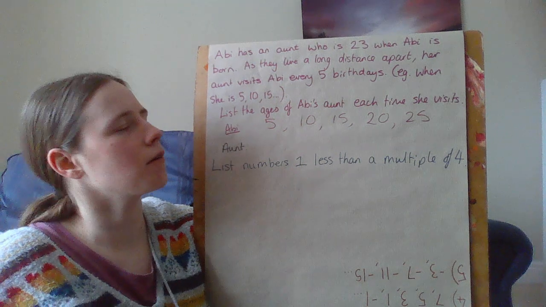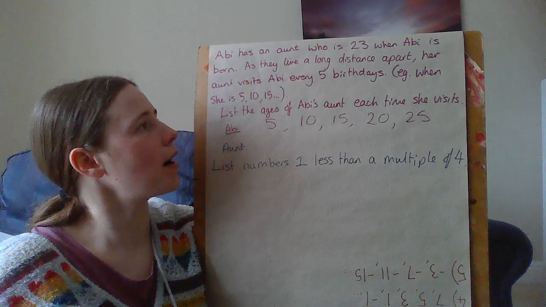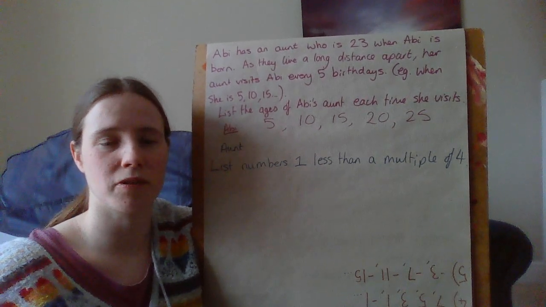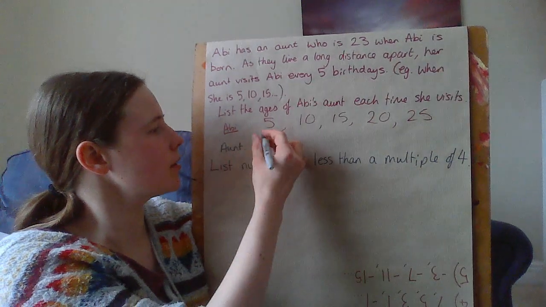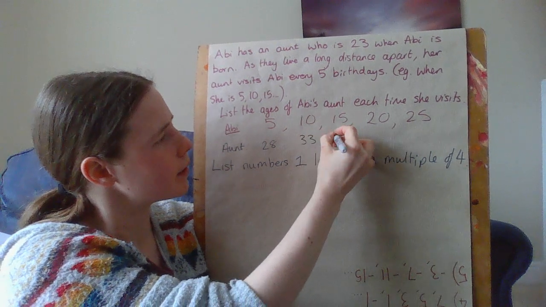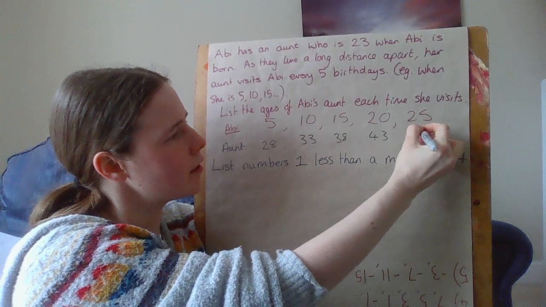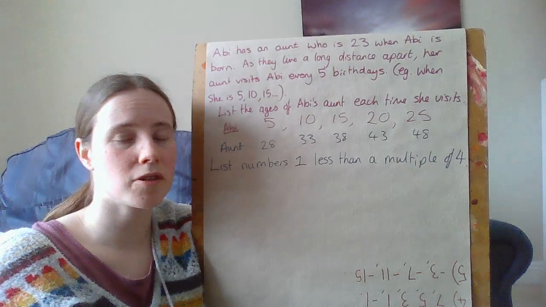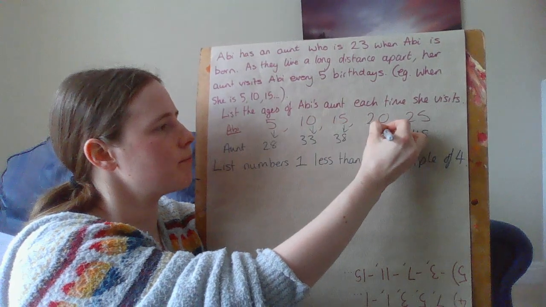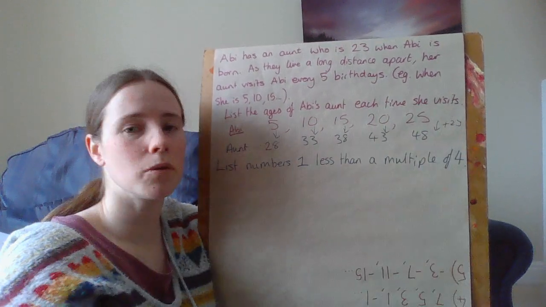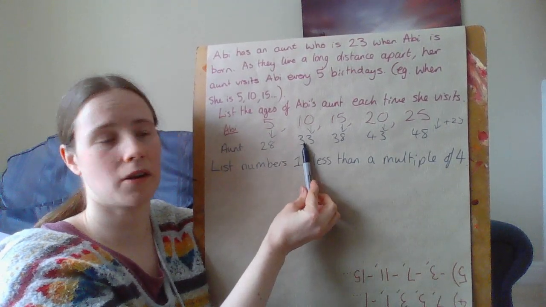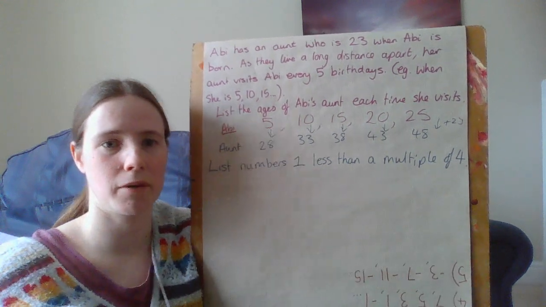Now, because Abby's aunt was 23 when Abby was born, Abby's aunt is 23 years older, so we always have to add 23 to Abby's age in order to find the aunt's age. So if I add 23 to this one, I'm going to get 28. If I add 23 to this one, I'm going to get 33, and then I'm going to get 38, 43, and 48. Now, first of all, you'll notice that the relationship going down works because each time I'm adding 23. But you'll also notice that as we travel through time, 5 years has passed, so Abby's aunt is also going to be 5 years older.